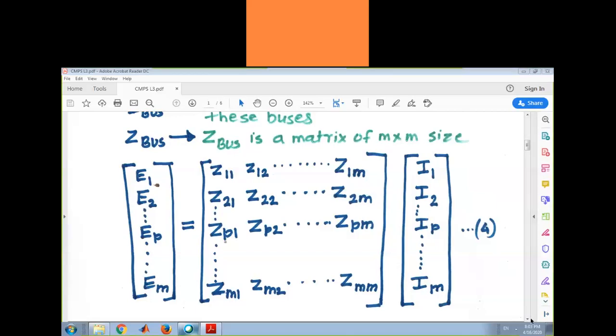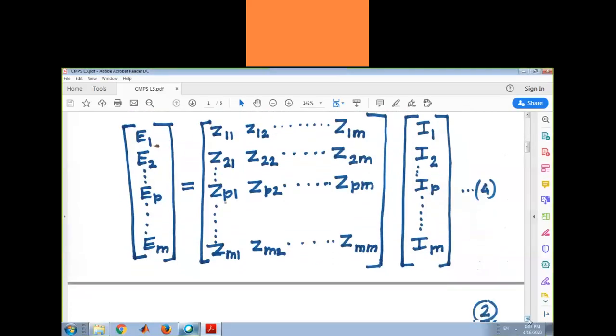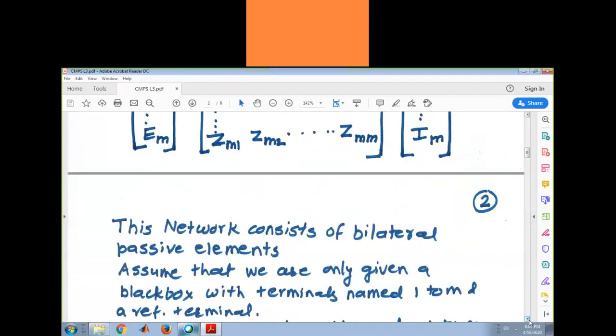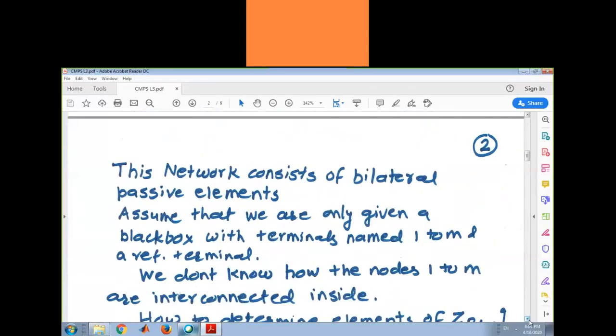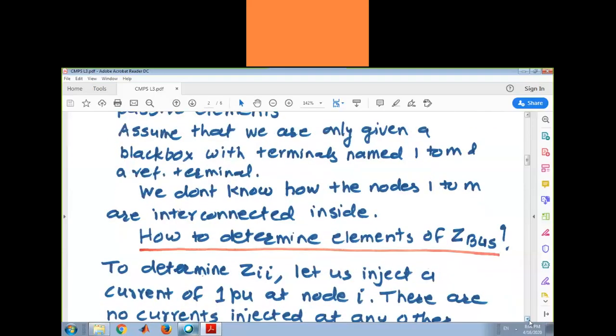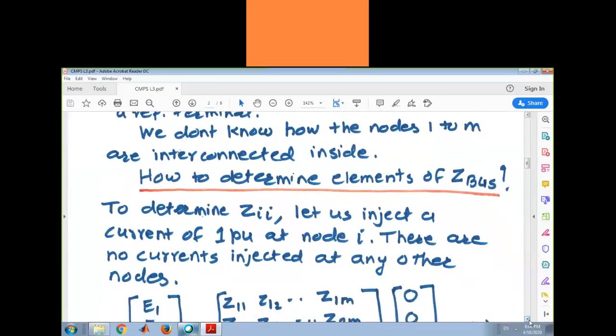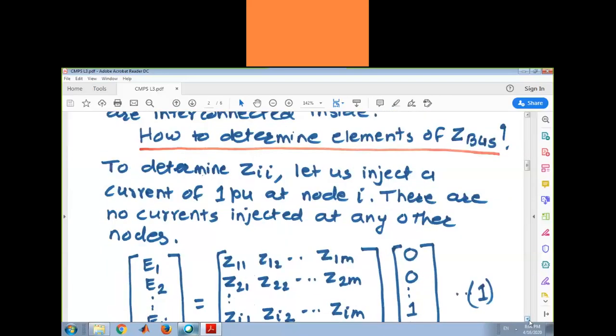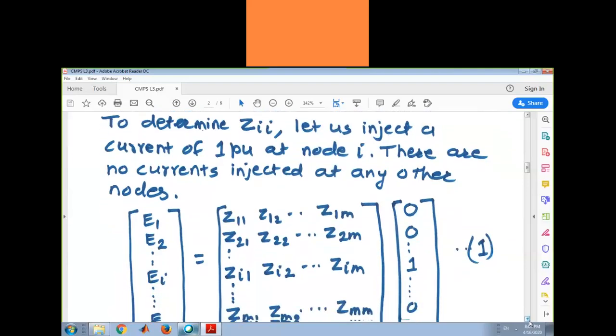Now, how to find the elements of this matrix? All these elements are bilateral passive elements. So we are assuming that we just have these nodes coming out and the reference terminal, that is nodes 1 to M and the reference terminal. How they are connected inside we don't know, but still we want to find out the elements of Z bus. So let us try to find out Zii.